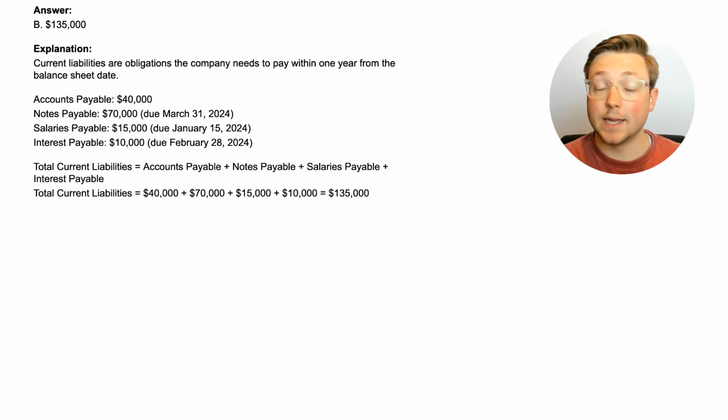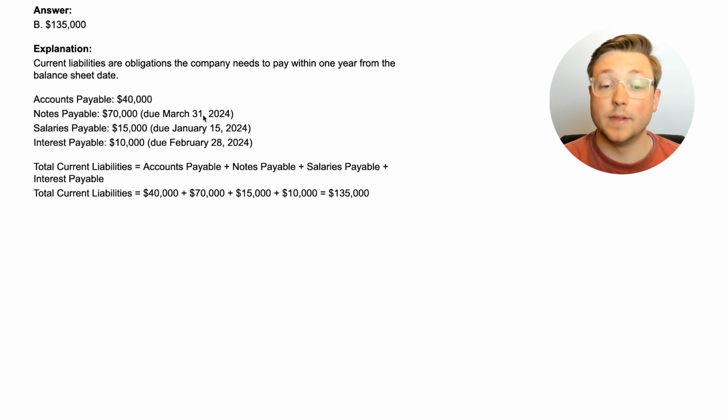Okay, the answer is $135,000 of current liabilities. So let's go through this. Current liabilities are obligations the company needs to pay within 1 year from the balance sheet date. These are all obligations or debt that needs to be paid or taken care of within a year. So we take the accounts payable. Accounts payable is almost always current, if not always.